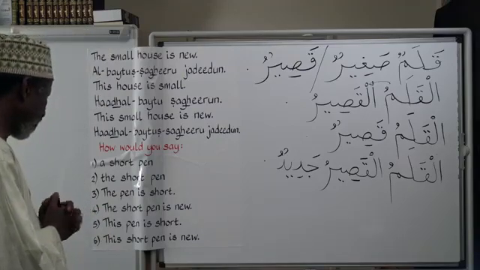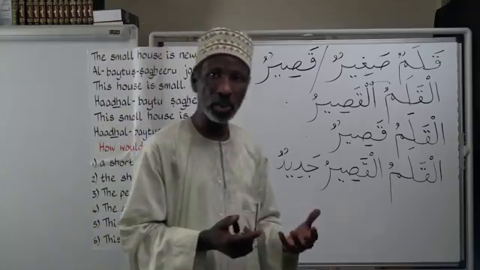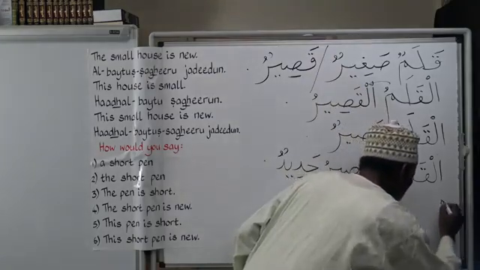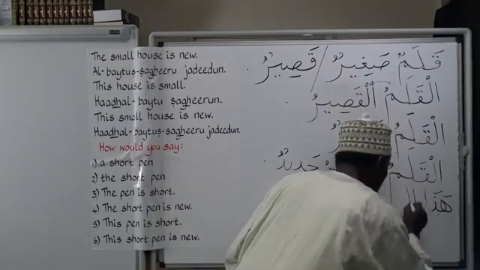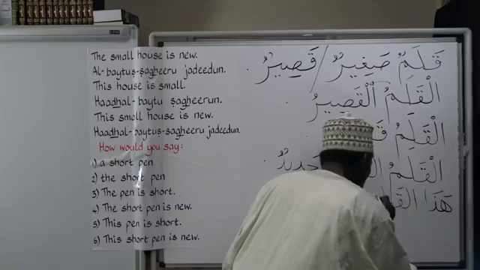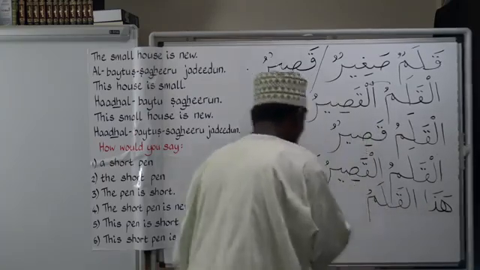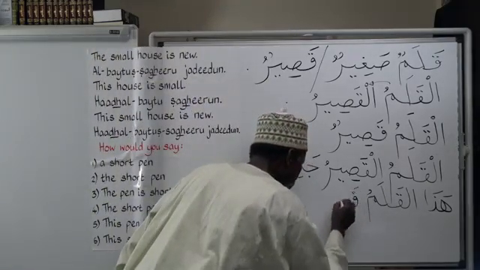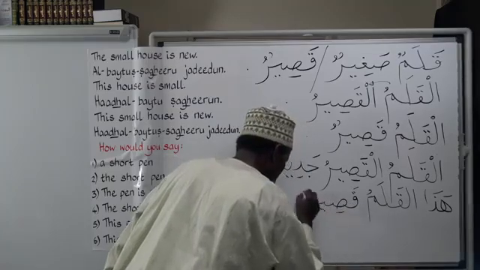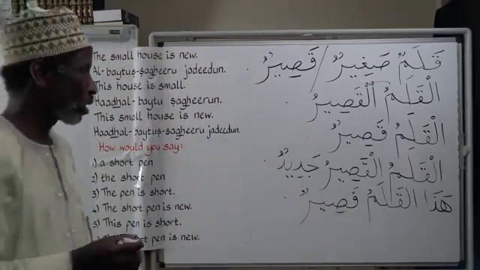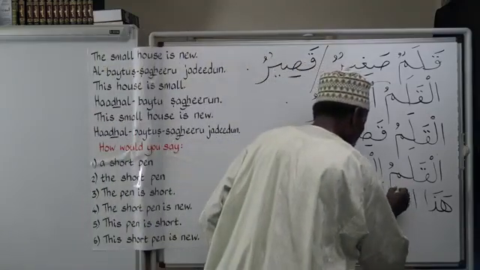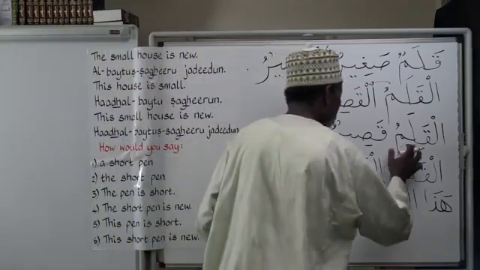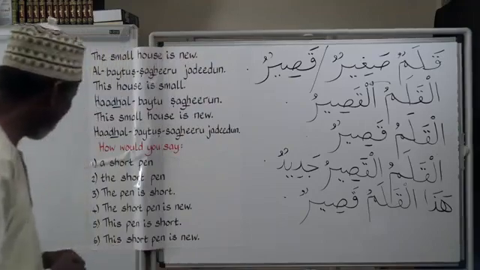Number 5. This pen is short. You say هذا القلم قصير. This pen is short. هذا القلم قصير. Let's put sukun on the lam here. هذا القلم قصير.